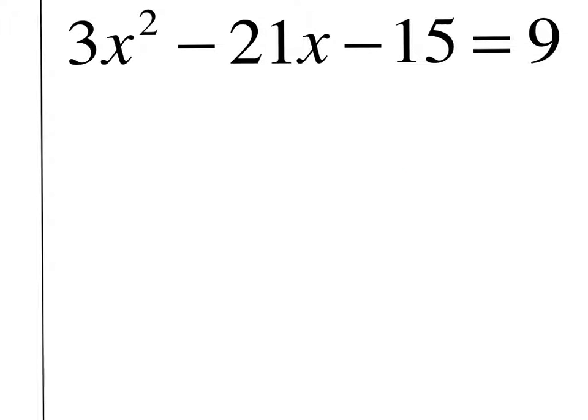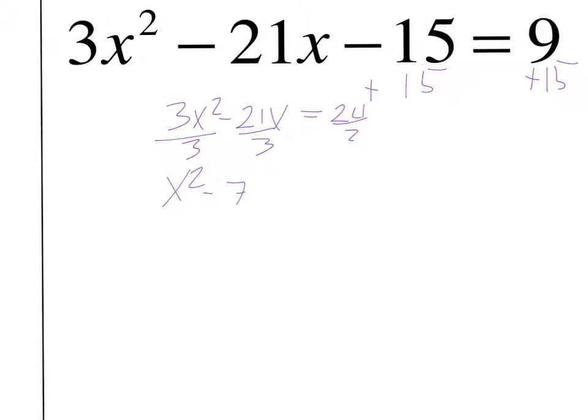Next, we've got 3x squared minus 21x minus 15 is equal to 9. I'm going to clean this up first. I'm probably going to add 15 using the mosquito method to both sides. 3x squared minus 21x is equal to 24. Divide by 3, divide by 3, divide by 3. x squared minus 7x is equal to 8.